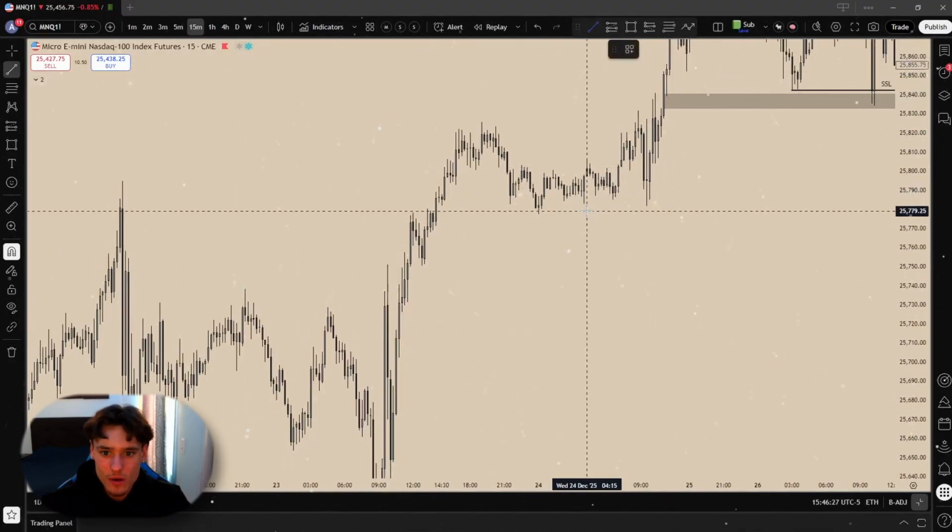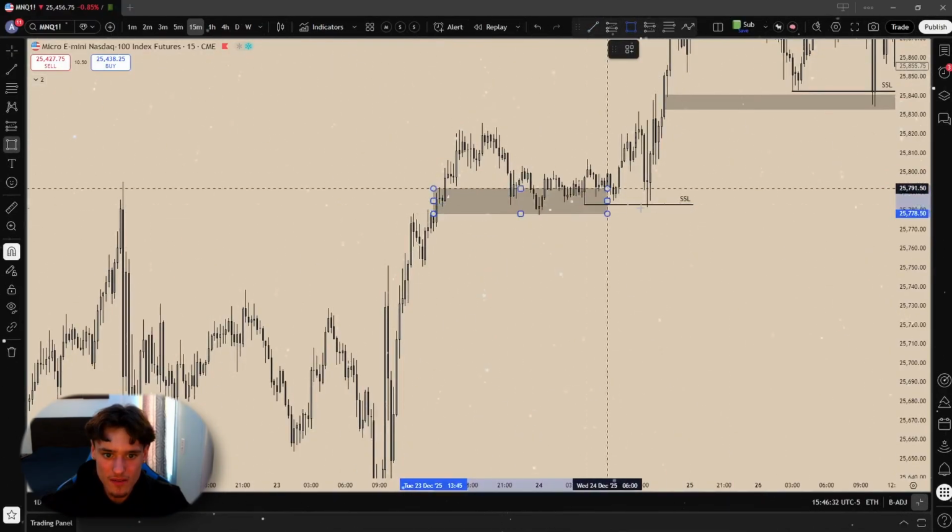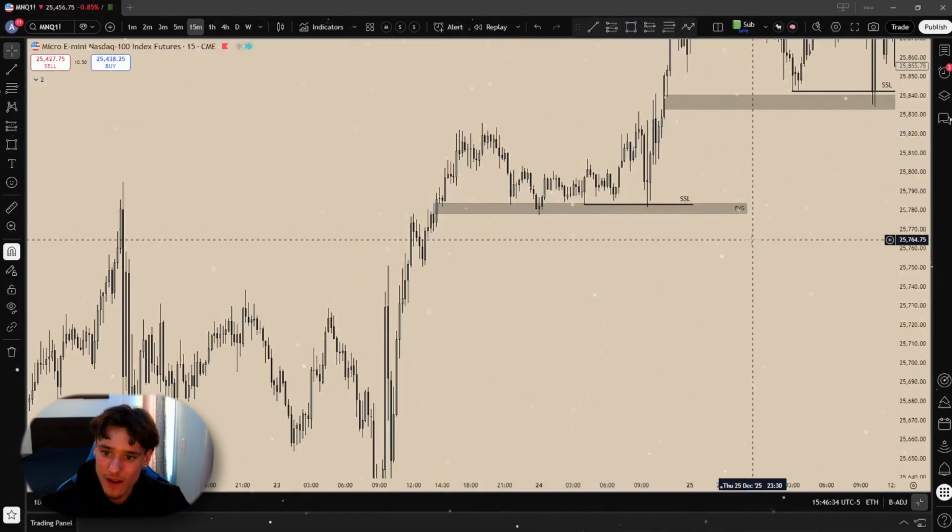Right again, here we go. What else do we see? Sell side liquidity. And what do we have as well? We have a fair value gap.